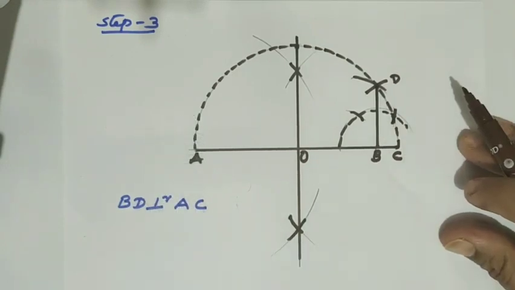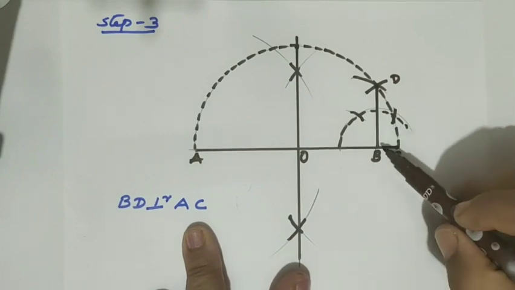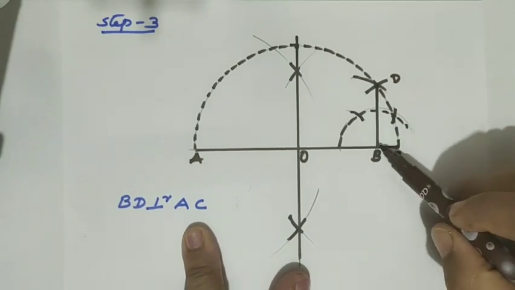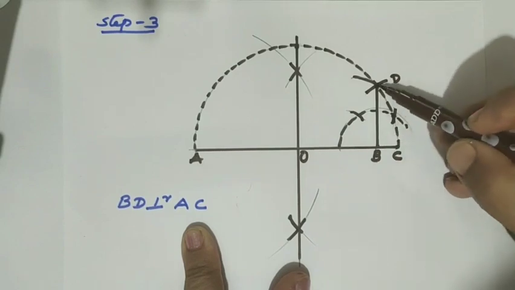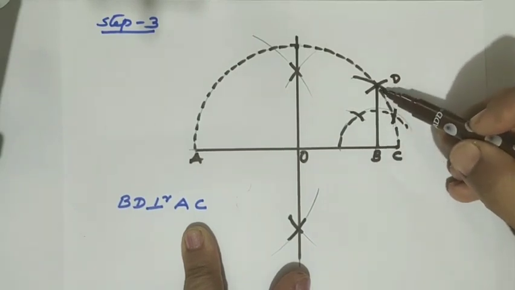That is the third step. What is the third step? BD perpendicular to AC. At B, we have to construct a 90 degree angle and join that line in such a way that the line touches the semicircle at D.